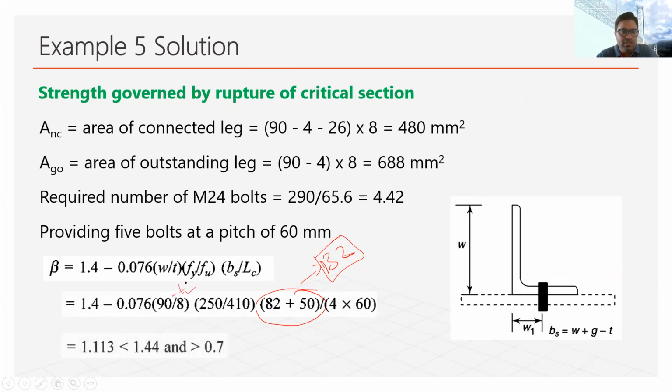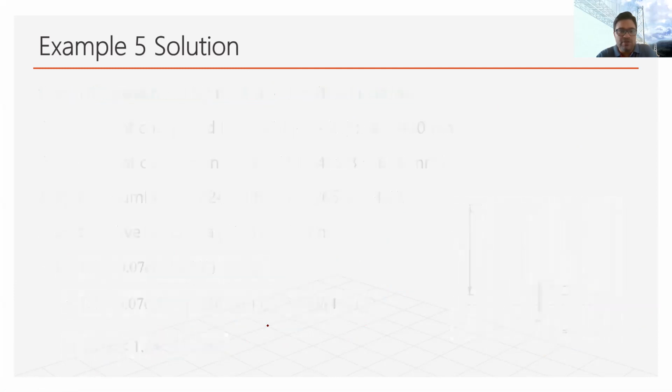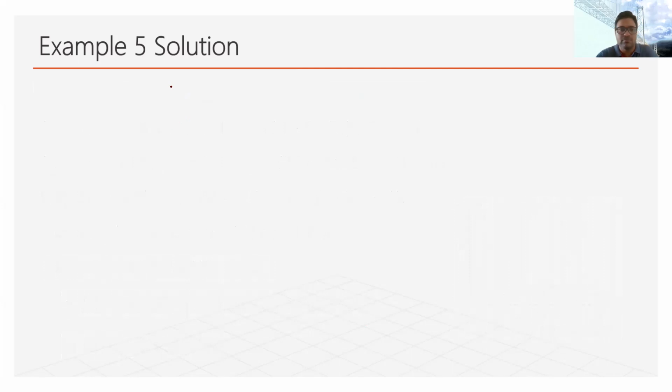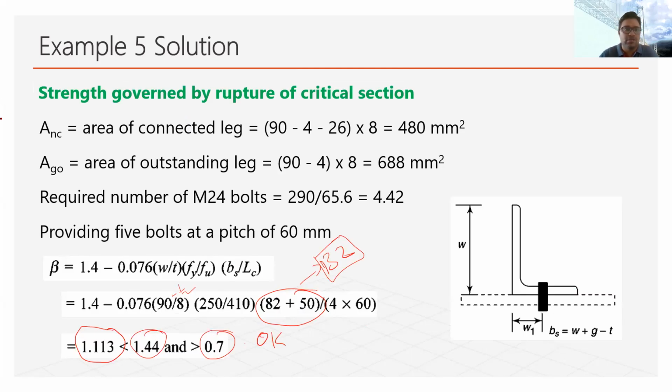After calculating this, the beta value is 1.113, which is less than 1.44 and also greater than 0.7, which is okay. So after putting this value in the TDN formula, you can see here, the TDN formula is 0.9 FU into ANC. ANC, sorry, here the value will be 480.